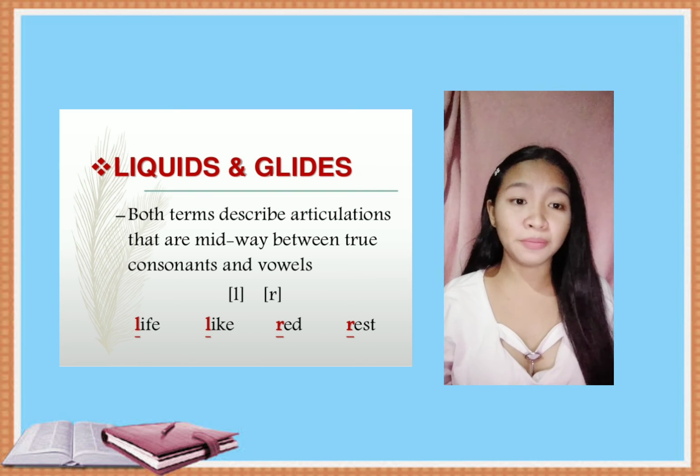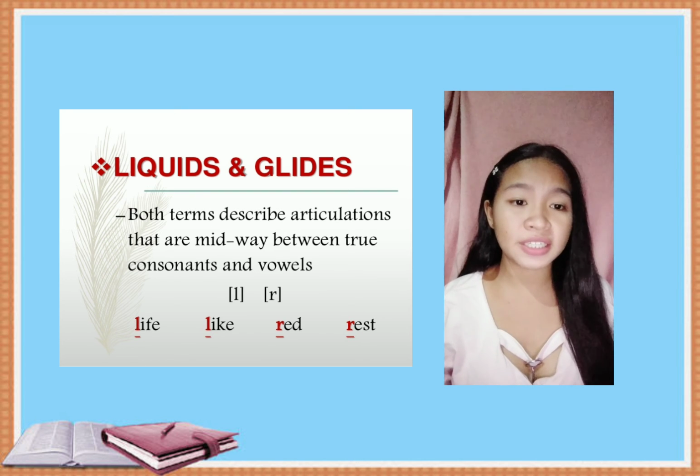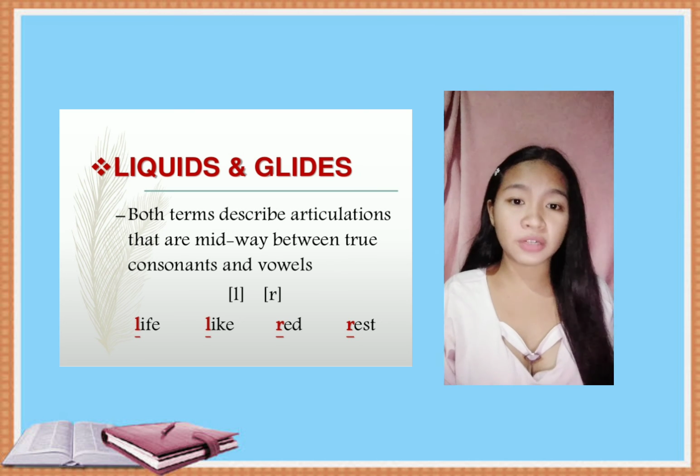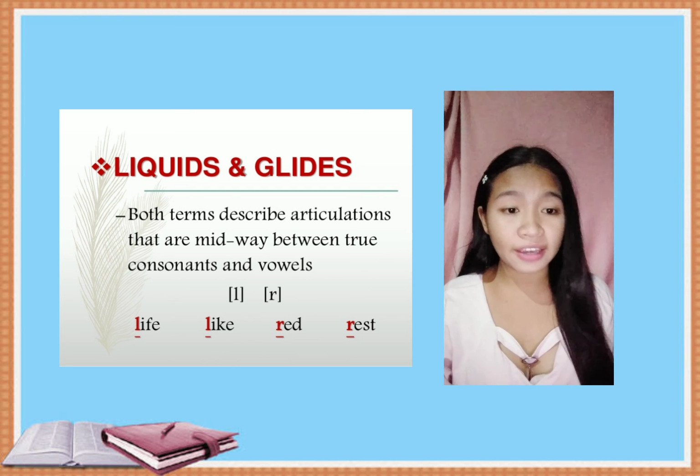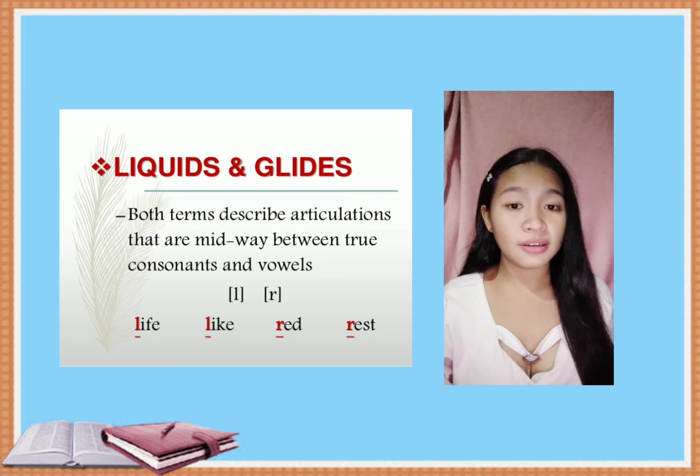Liquids and glides. Both terms describe articulations that are made halfway between true consonants and vowels. For example, w, r, life, like, red, rest.